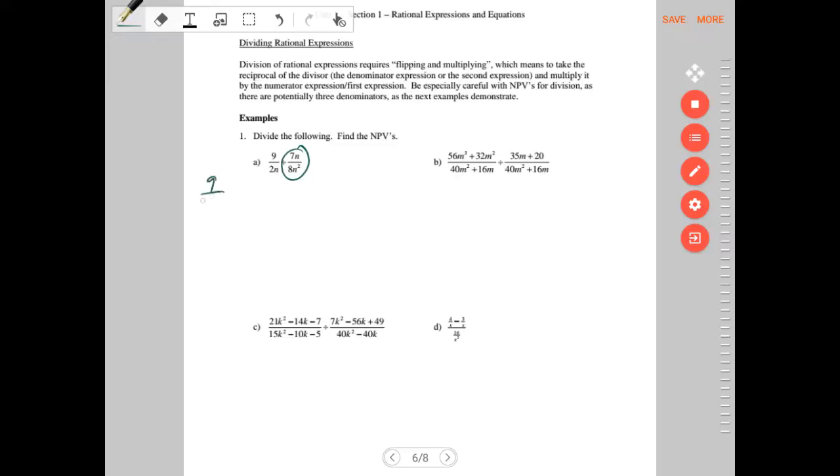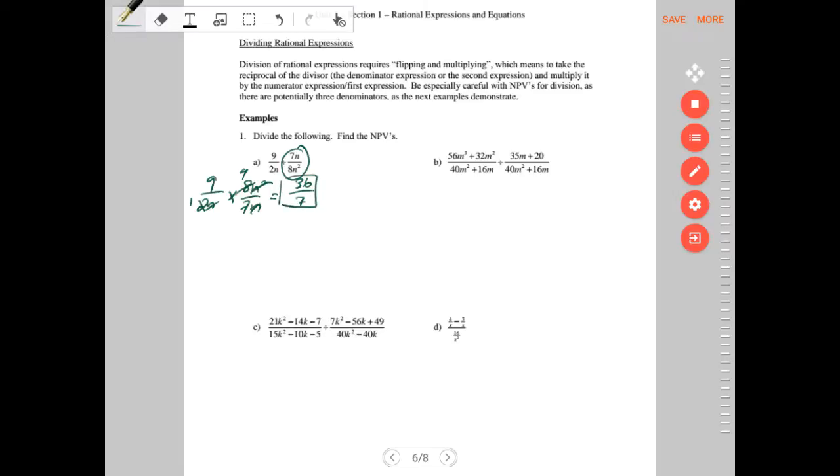So that becomes 9 over 2n times 8n squared over 7n. And now I can simplify. Okay, I have n times n on the bottom. I have an n squared on the top, so all the n's will cancel. 2 goes into 8: 2 goes into 2 once, 2 goes into 8 4 times. And that's it for simplifying. 9 times 4 is 36. 1 times 7 is 7.